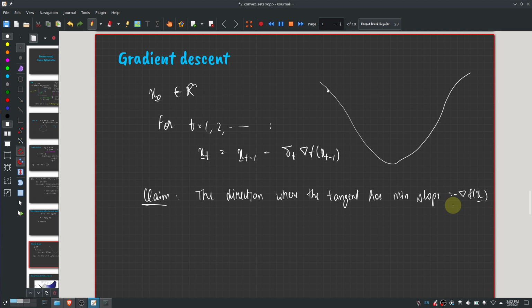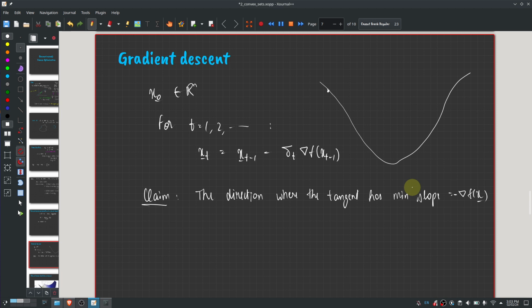Correct. So I should say that where the negative slope is the largest. Let's say the absolute slope is the largest. So again, I have not formally stated this claim yet, we'll prove this later, but this is again just for intuition. So if you want to minimize the function, you should keep traversing in the direction of the negative gradient.